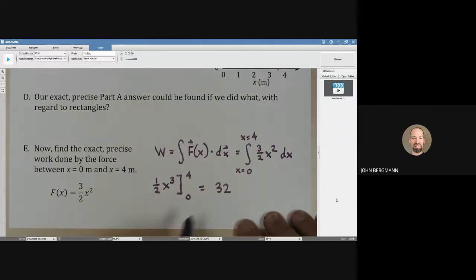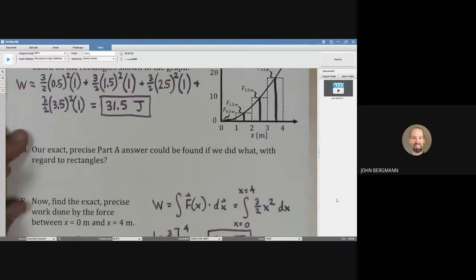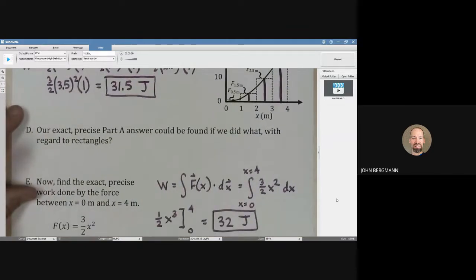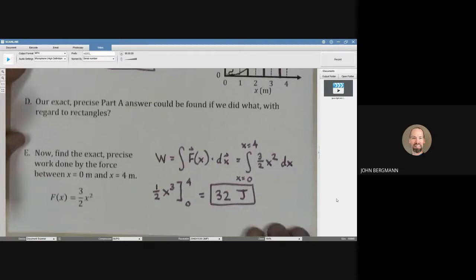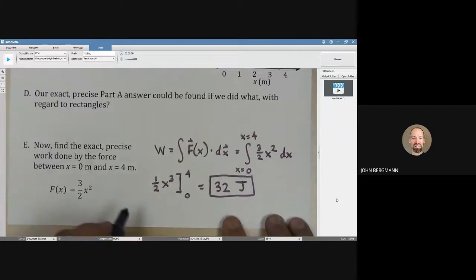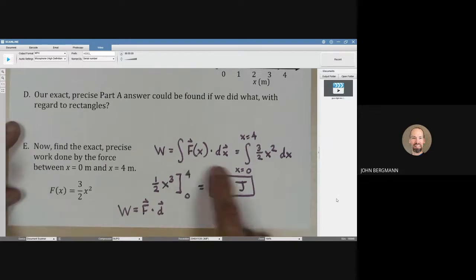Hey, you know what? That's pretty good. Our estimate wasn't bad. Look at that. The estimate up there at the top, and when we actually found the area, it was 32. Whenever you have a varying force, you cannot use just the simple work is F dot D. That equation down there at the bottom only works when the force is constant. If the force is varying, you have to do something like what we showed here.